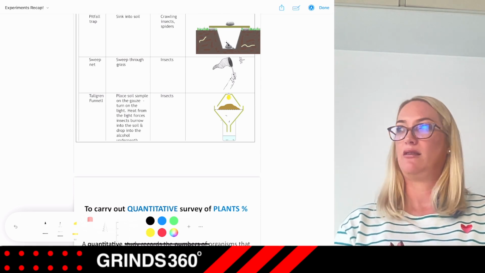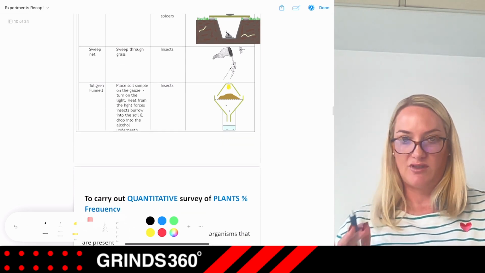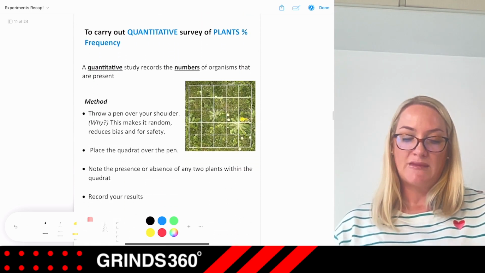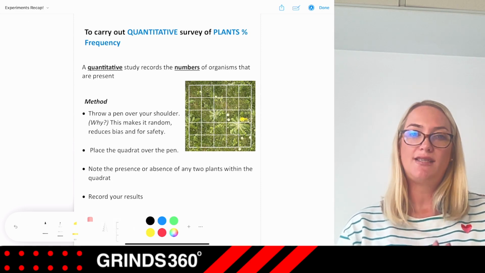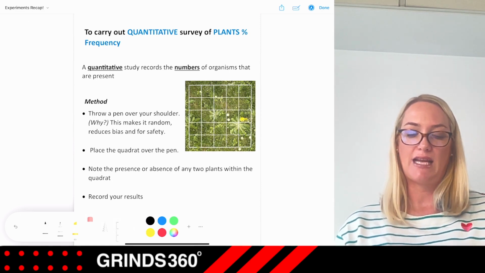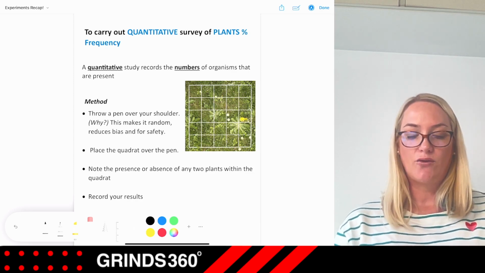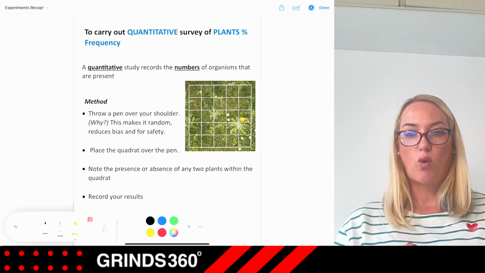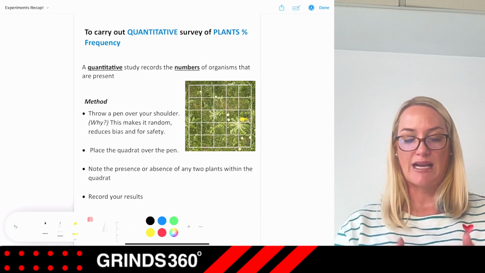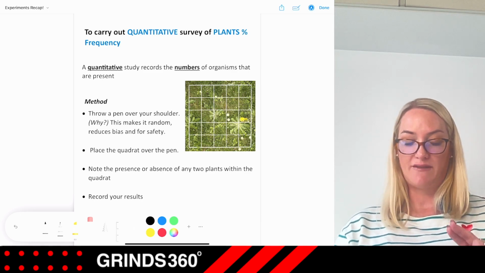I don't know, maybe they will or they won't, but just to be aware. Okay, they love asking this. To carry out a quantitative survey of plants, and this one, for example, is percentage frequency. Quantitative records the number of organisms present. Qualitative, whether the organisms are present or absent. You need to know those 2 definitions.